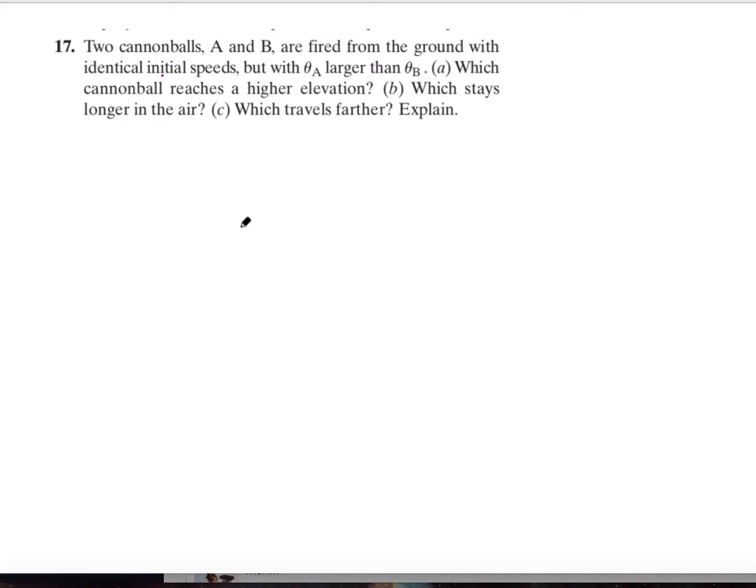So, number 17 is a conceptual question, but we can explain it pretty well if we look at a diagram. We fired two balls, A and B, from the ground with identical speeds. So let's start by sketching the ground. And they're fired with the same speed, but with two different angles, an angle A and an angle B.